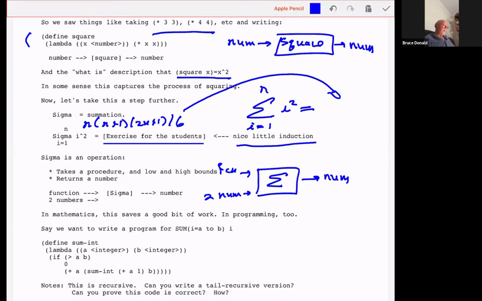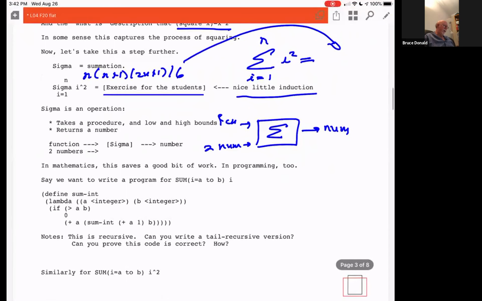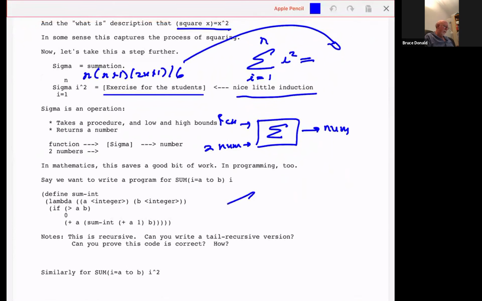All right. So this sigma function saves a lot of work, right? It saves work in programming as well. And let's try to capture that a little bit here. Suppose we want a program that's going to sum up just the integers without squaring them. So I'll write this again using my notation, sum from i equals a. Now I'm going to generalize this and have a possibly different upper and lower bound, so I don't have to start at 1.